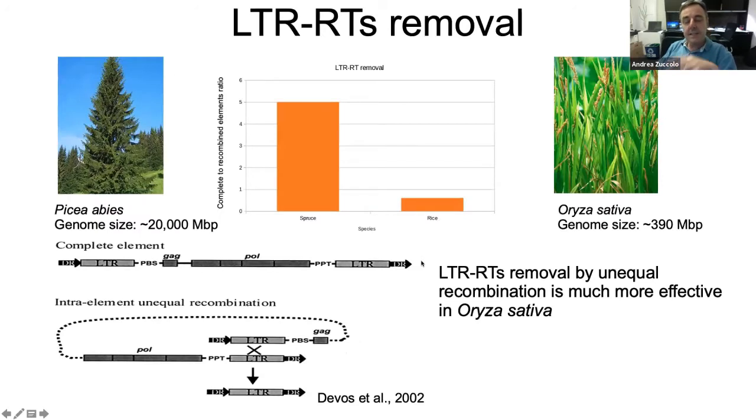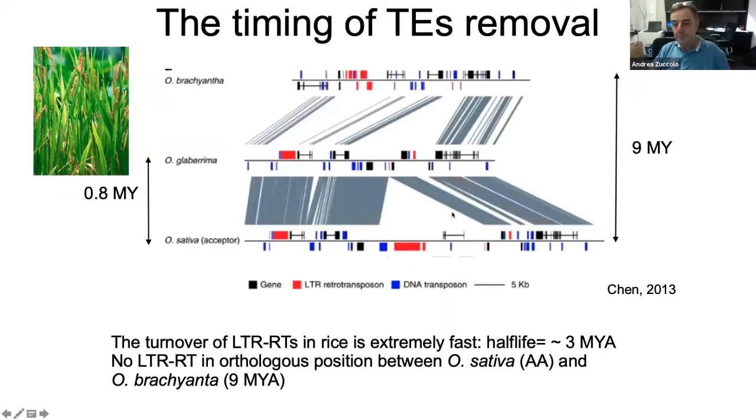Now, the intensity of this process can be somehow evaluated, figuring out the ratio between solo LTRs and complete elements. In the case of spruce, we have on average 5 complete elements per single solo LTR, whereas in the case of rice, we have 1.52 solo LTRs per complete element. And so the removal of these elements is much more effective in rice. But how fast does this removal take place? That is, how long will a TE remain in the host genome on average?